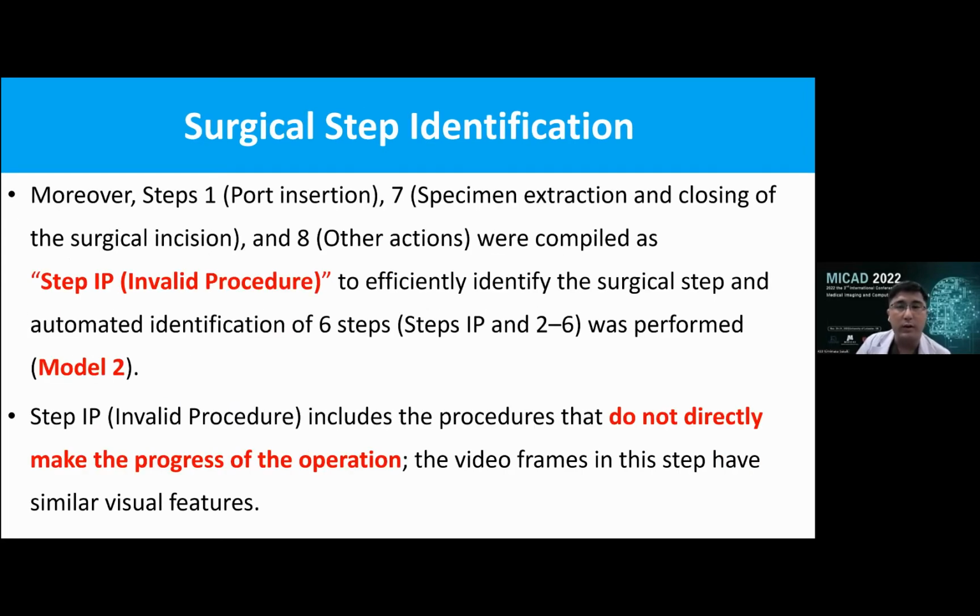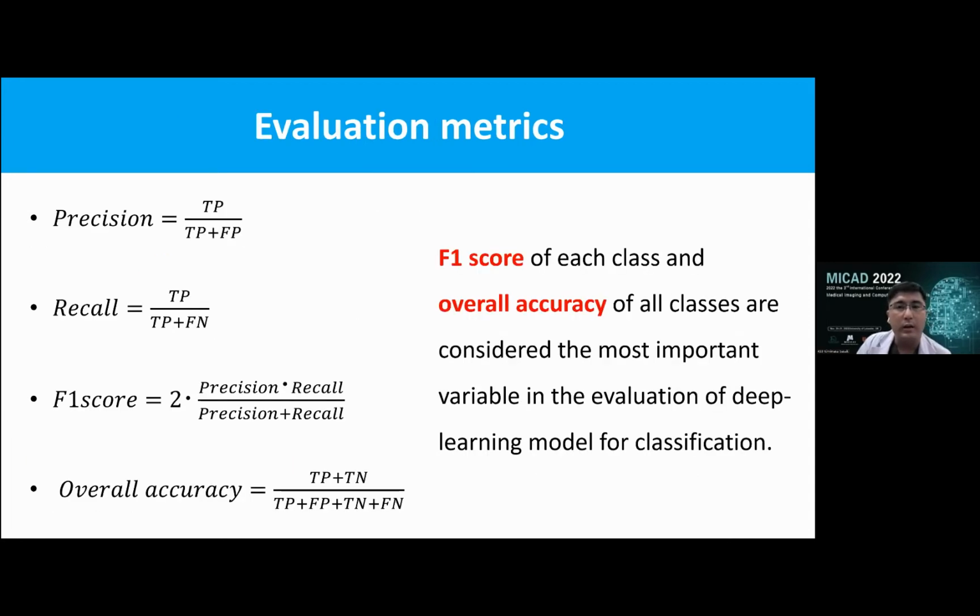Moreover, steps 1, 7 and 8 were compiled as step invalid procedure to efficiently identify the surgical step, and automated identification of 6 steps was performed. We call this model 2. Step invalid procedure includes procedures that do not directly make progress of the operation. The video frames in this step have similar visual features. Here we have the evaluation metrics. We use the F1 score of each class and overall accuracy for all classes as evaluation metrics.